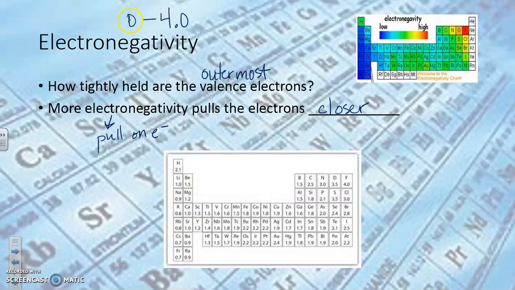Now, not one single element on the periodic table has an electronegativity value of 0, so we would say that the least is 0.7. Here is a nice little visual that shows the lowest electronegativity is going to be over here in the bottom left-hand corner, with francium and cesium. Those are the least electronegative, and they both have a value of 0.7. Then as you move up, the value increases, and as you go across, the value increases.